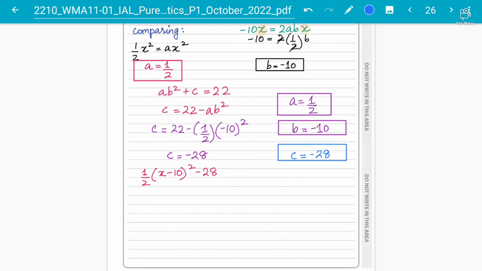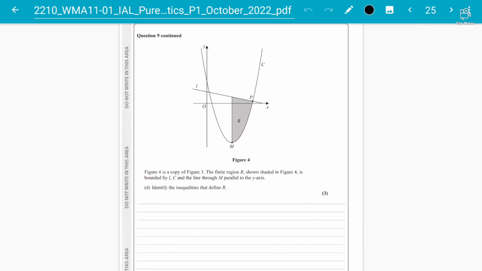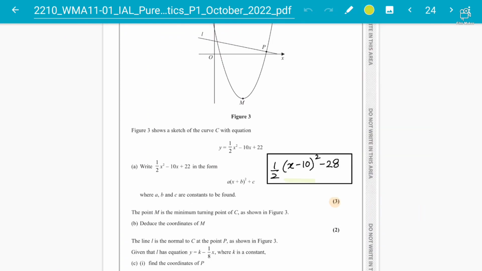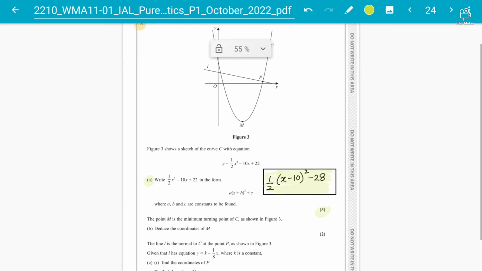You can do it directly as well, but I prefer this method because it is very simple and easy to understand and go through. So that's why I use this, okay? So it's going to be half x minus 10 whole square minus 28. You got all 3 marks, students, for part A, and part B is very simple.